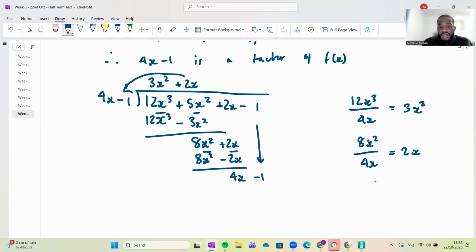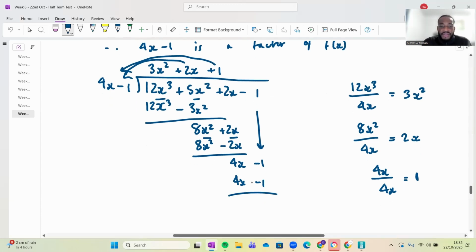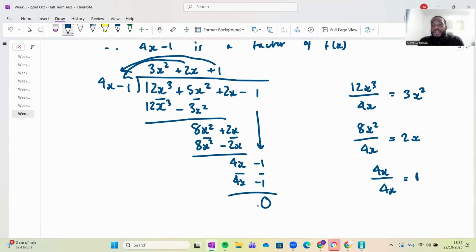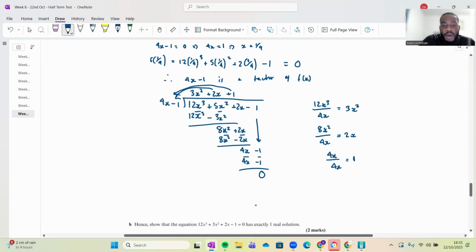Again, repeat the process. So 4x divided by 4x is just equal to 1, isn't it? So that will go on the end there. And now you do the 1 and you times it by 4x minus 1, which is literally going to be 4x minus 1. Take those away. That is the same, so that cancels. So is that. You get 0, right? Which means, again, if we didn't use the factor theorem, because we've divided it and we've got no remainder, it has to be a factor. Yeah? So now we've got that.